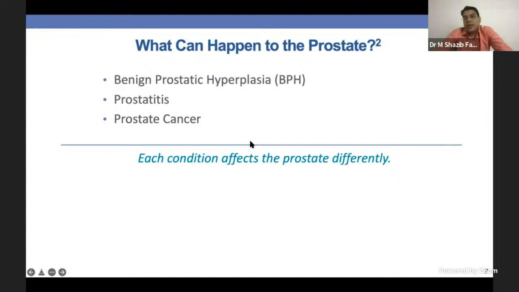Now, what can happen to the prostate gland? There are three most common conditions which a prostate gland can have. First and foremost is benign prostatic hyperplasia, in which the prostate gland enlarges in size, but it is a benign condition. There could be prostatitis, which is inflammation of the prostate gland, could be because of some infection. And another entity is prostate cancer. So this one is a benign condition, and this one is a malignant condition of the prostate gland. Each condition affects the prostate differently.